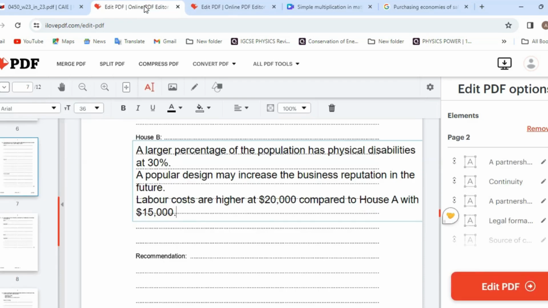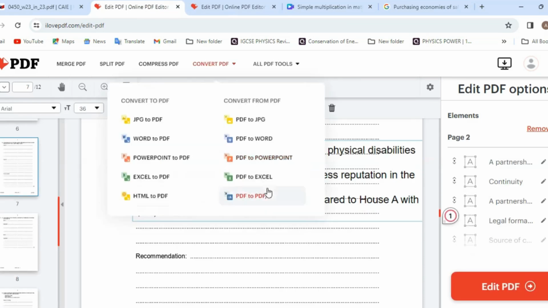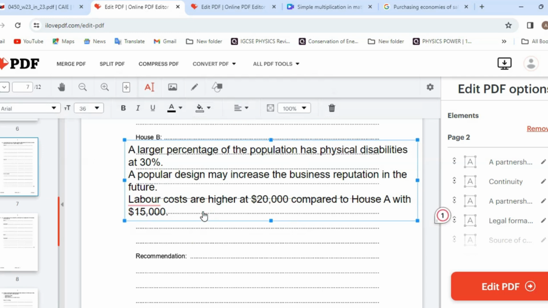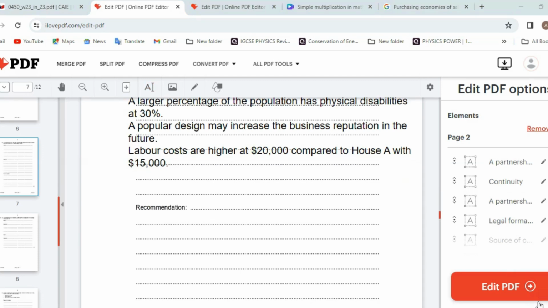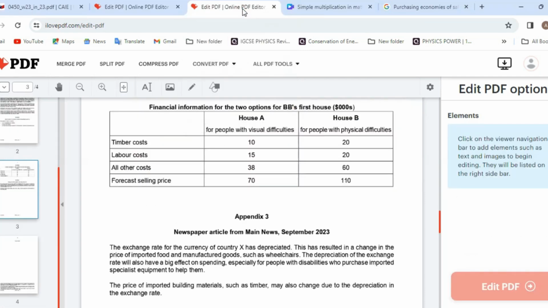Okay, let's choose our recommendation here. Is it to build house A or to build house B? What is our recommendation going to be, according to what we have discussed here? Let's see whether we have a profit difference. Here we have all our costs that will be subtracted from the selling price to arrive at our profit. For house A, it should give us 63. So our profit here should be around $7,000.